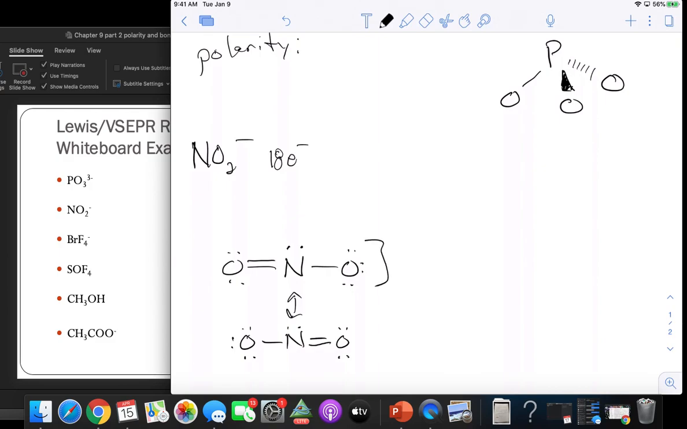Right? And if I want to be complete for this top structure in particular, this whole thing has a negative charge. So there's our negative formal charge on the single bound oxygen. We'd have the same on the bottom one as well. And we have the negative charge overall for the whole thing being in brackets.